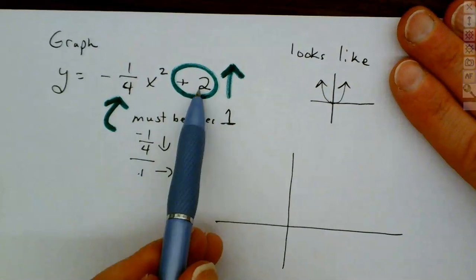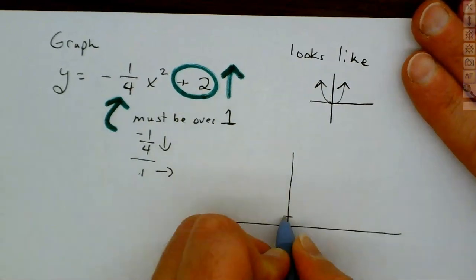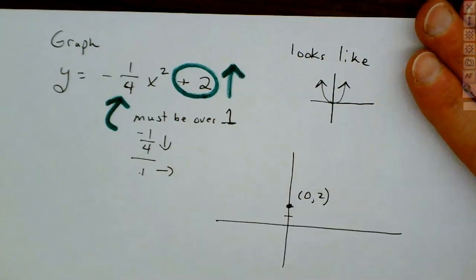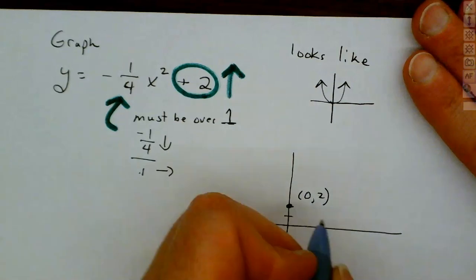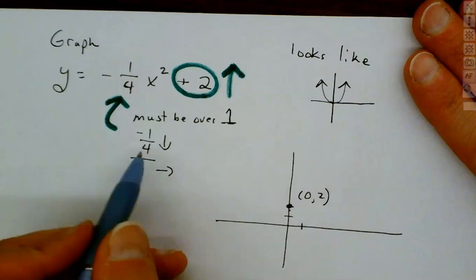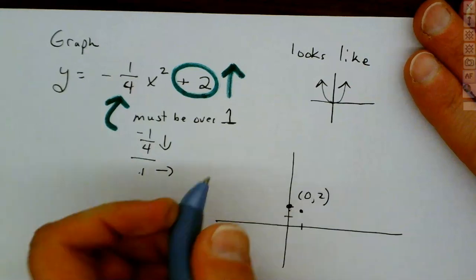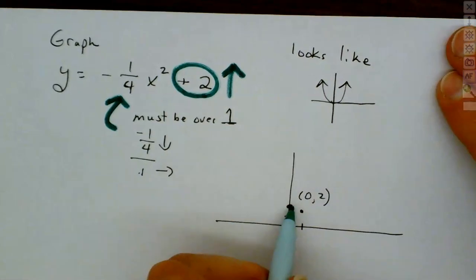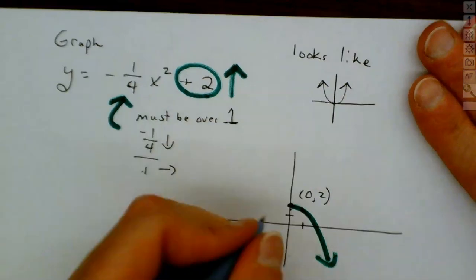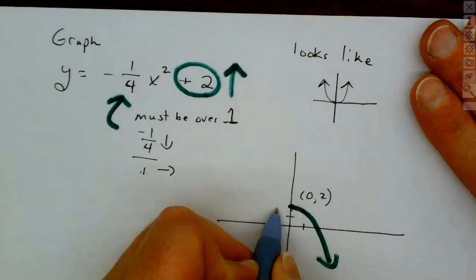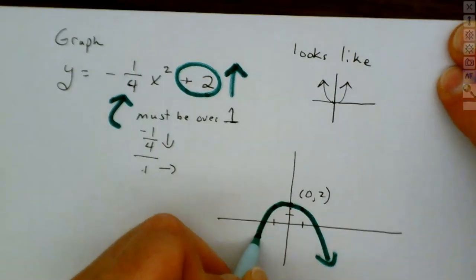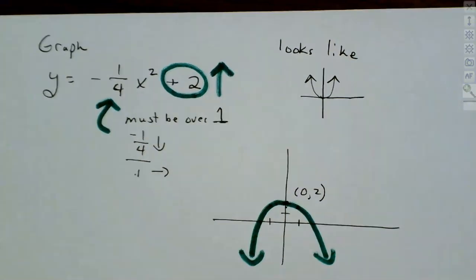Where are we going to start at? We're going to start 2 units up. That's going to be at 0, 2. Now, what are we going to do? And I know these are kind of hard to draw, but we're going to go down about a quarter, so just down a little bit, over 1. Okay, down about a quarter, over 1. There we go, on that side. How do we get the other side? Down about a quarter, over about 1. Curve it. There's your picture.